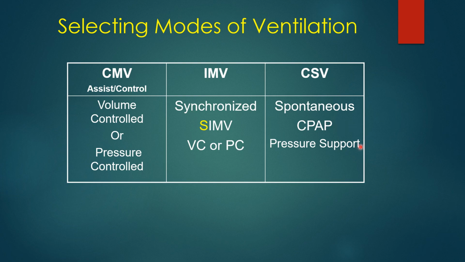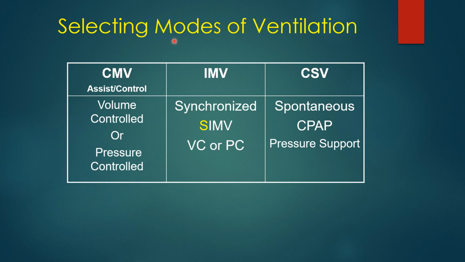Pressure support is a positive pressure that is only on inspiration. So when the patient starts to breathe in, the machine increases the pressure at the airway, and that allows the patient to breathe in at a faster flow, get a bigger volume without having to work harder to get that. So those are the spontaneous modes.